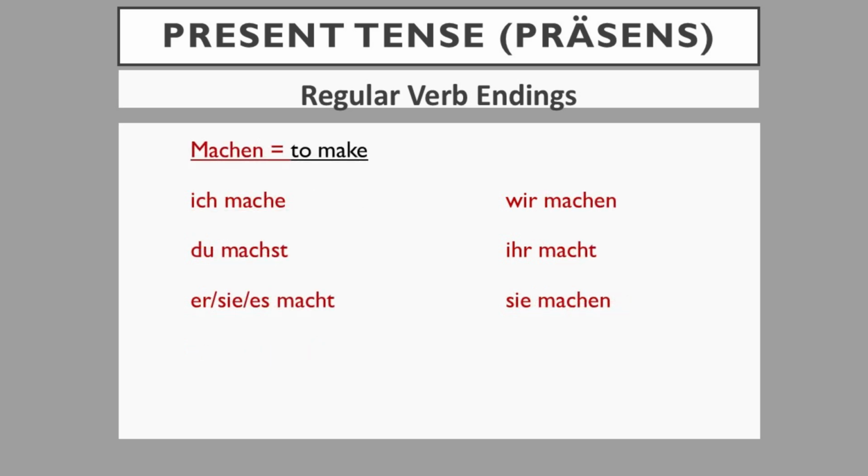Let's try another example. The verb machen means to do or to make. The verb conjugation for machen is: ich mache, du machst, er macht, wir machen, ihr macht, sie machen. The pattern is exactly the same. Once you understand this pattern, you can conjugate hundreds of German verbs.